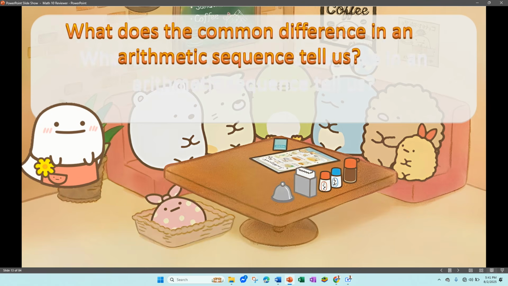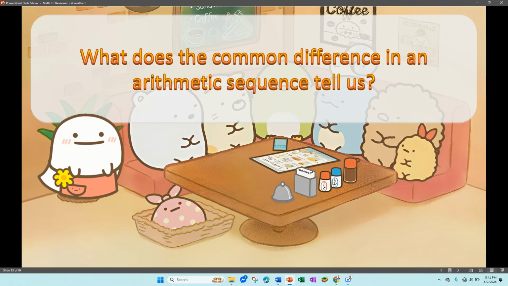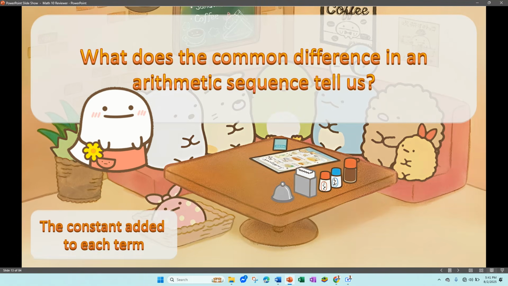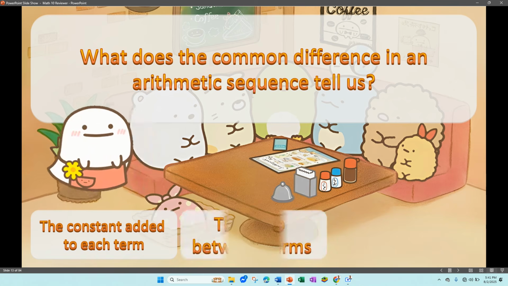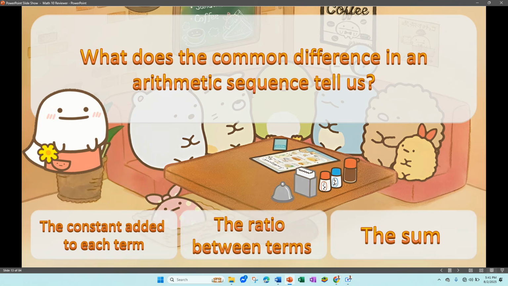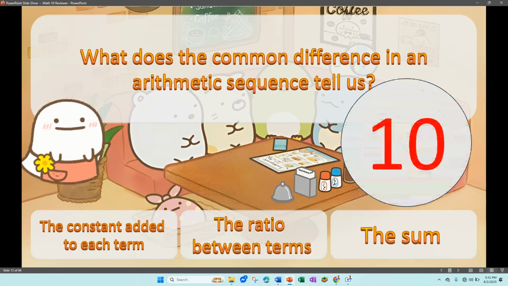Next question. What does the common difference in an arithmetic sequence tell us? The constant added to each term, the ratio between terms, or the sum. 10 seconds, go.